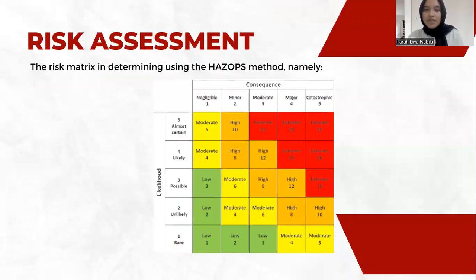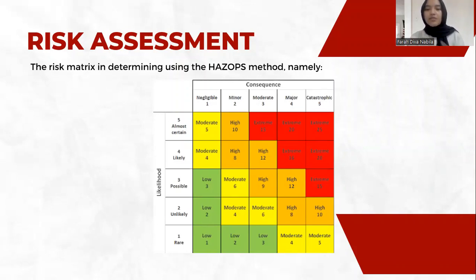The next stage is risk assessment. The risk matrix is determined using the HAZOP method. What is HAZOP? HAZOP is a hazard analysis technique that is used in preparing a safety determination in a system for the existence of potential hazards. The purpose of using HAZOP is to determine whether a process deviation can lead to an unwanted event. The matrix is divided into two parts: first is likelihood and second is consequence.